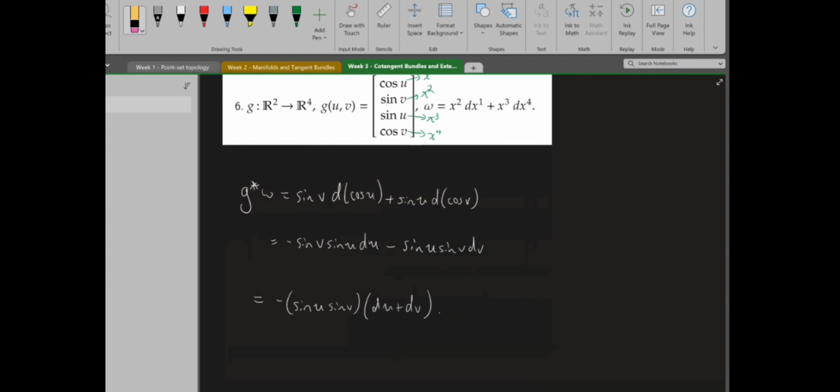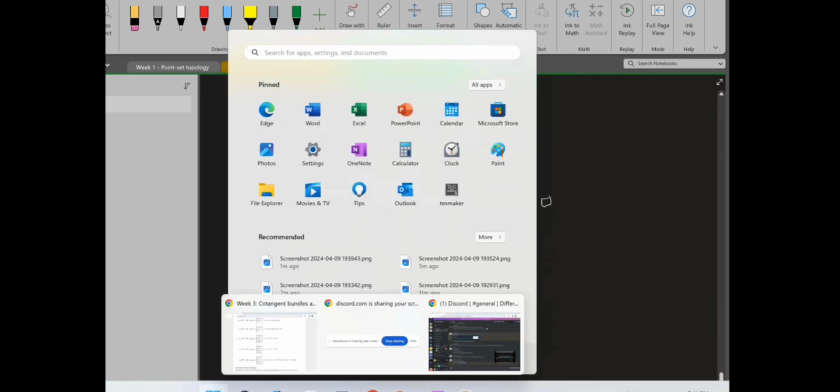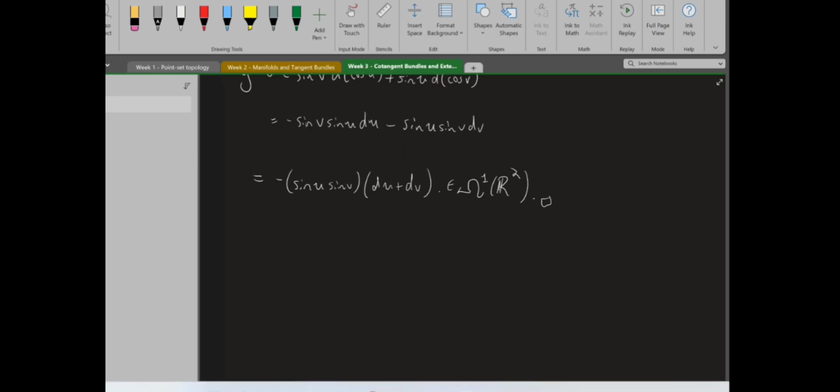This is not quite right. What's going on here? Oh, I see. We didn't get a 2 form. We get a 1 form on R2 because we started with a 1 form. So that's it. This is in the 1 forms over R2. All right, cool. To keep it as simple as possible, this is the simplified version in terms of the basis, a linear combination of the basis covectors.